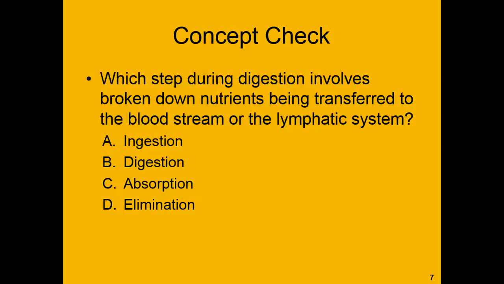5, 4, 3, 2, 1. The correct answer is C, absorption. That is when we take digested nutrients and put them into the bloodstream, particularly if it's a carbohydrate, a protein, or nucleic acid, or if it's a lipid, we're going to absorb it into the lymphatic system.